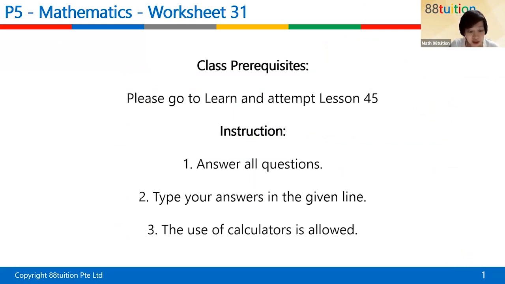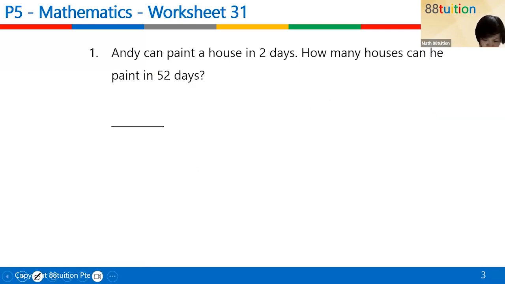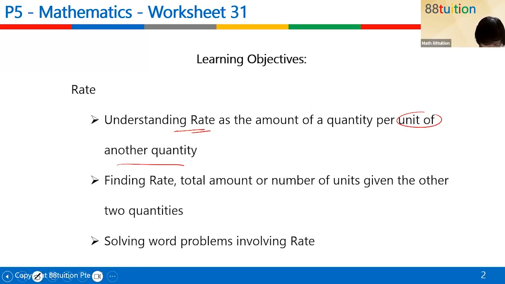This is the one here. And what we are going to cover today is quantity per unit of another. Understanding rate. Solving this problem. There will be new concepts for today. What we are going to learn is overhead bridge.